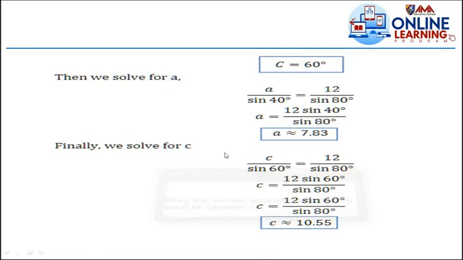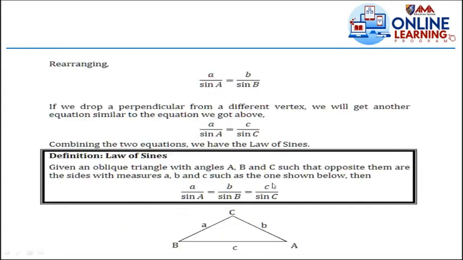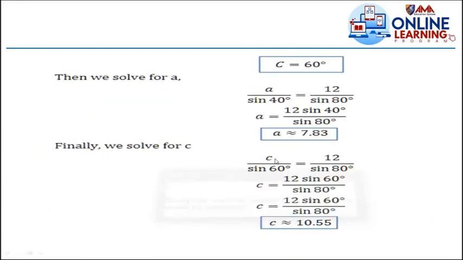And for the last unknown, side c, we equate the two ratios. So we have c over sine 60 degrees is equal to 12 over sine 80 degrees. By cross multiplication, side c will be 12 sine 60 degrees divided by sine 80 degrees. By using your calculator, side c is approximately 10.55.